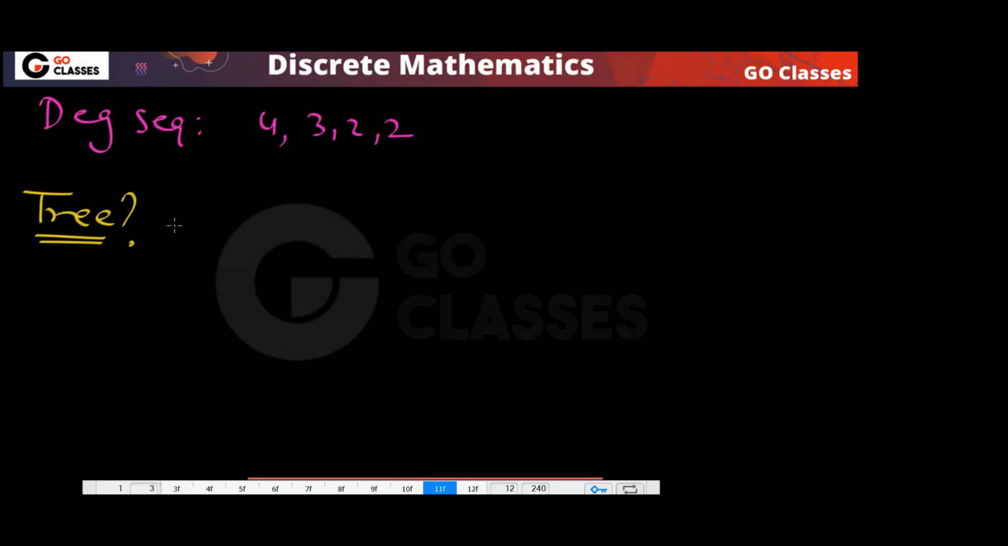So again the answer is no. You cannot realize a tree, because I told you that in a tree you must have two vertices of degree 1. You already know this point. Also you can notice one thing. In a tree, what should be the total degree? Tell me.